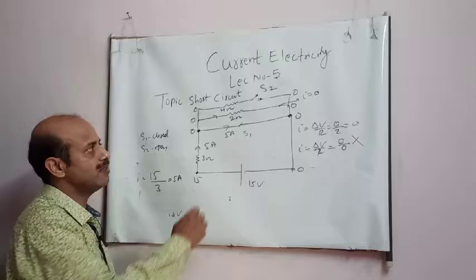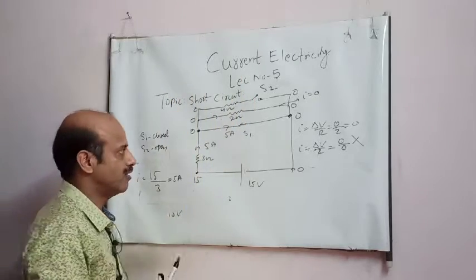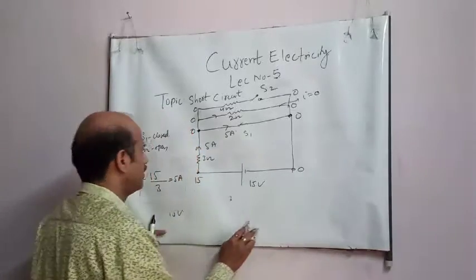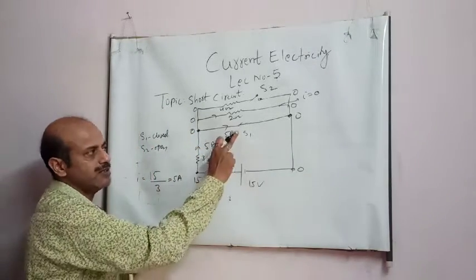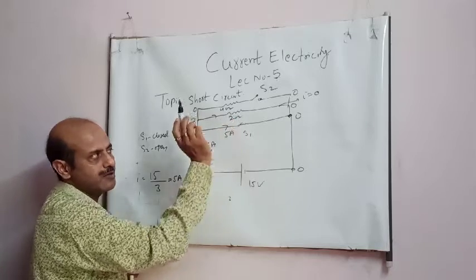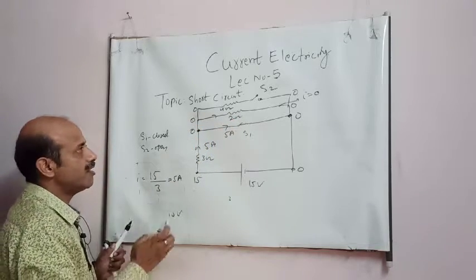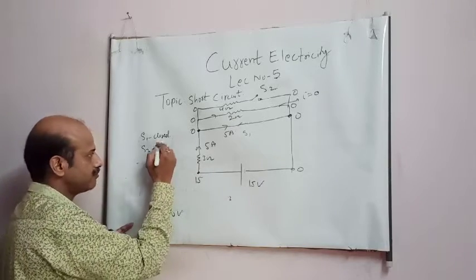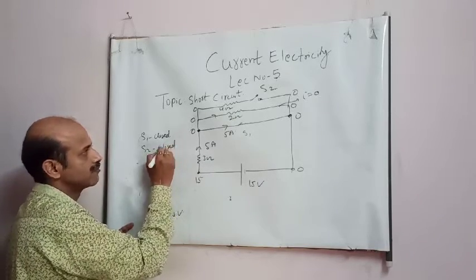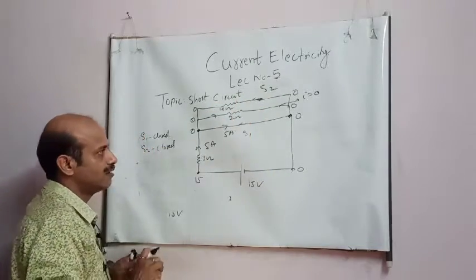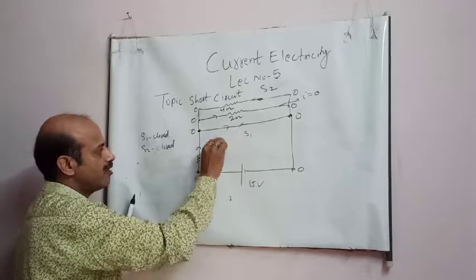Now, student, I am making this S2 also closed. Now what happens? One more thing, student, by closing this S1, actually I have shorted this resistance, and so current became 0. Now, student, both the switches are closed. This is also closed. This current I am rubbing it, student, now.